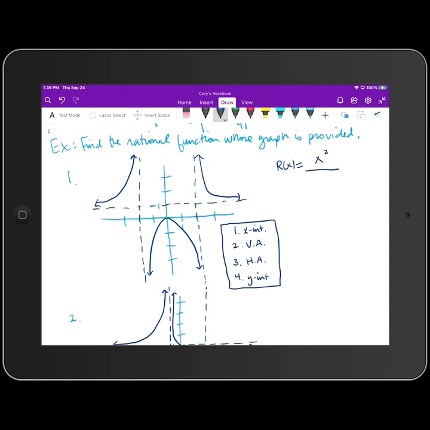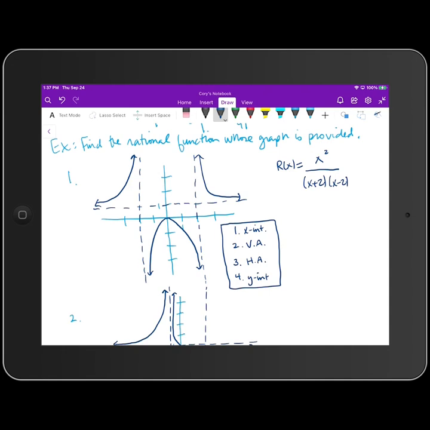Next we want to determine the vertical asymptotes. So we have a vertical asymptote at x equals -2, which means we have to have a factor of x plus 2 in our denominator. It also has a vertical asymptote at x equals 2, which means that x minus 2 has to be a factor in our denominator as well.